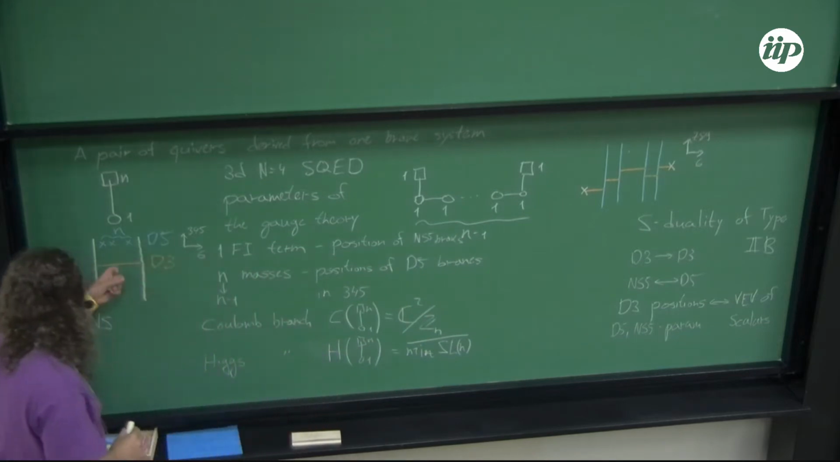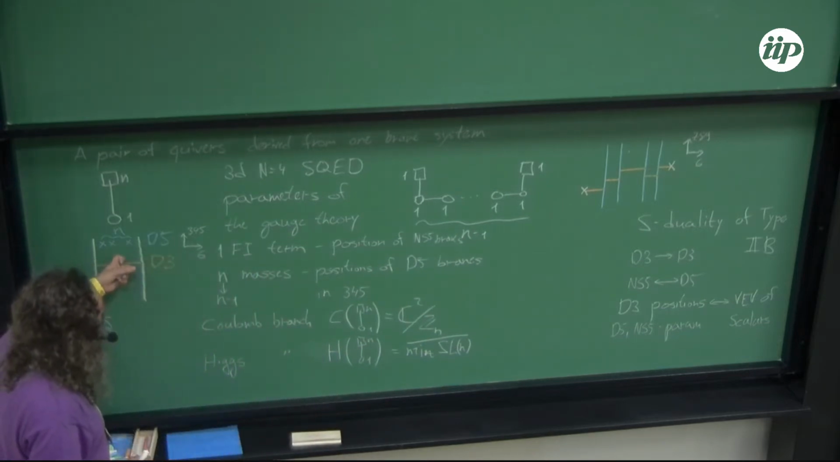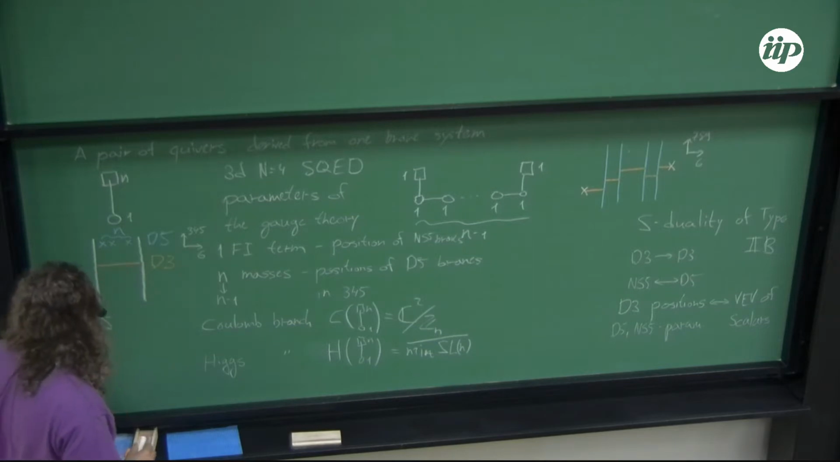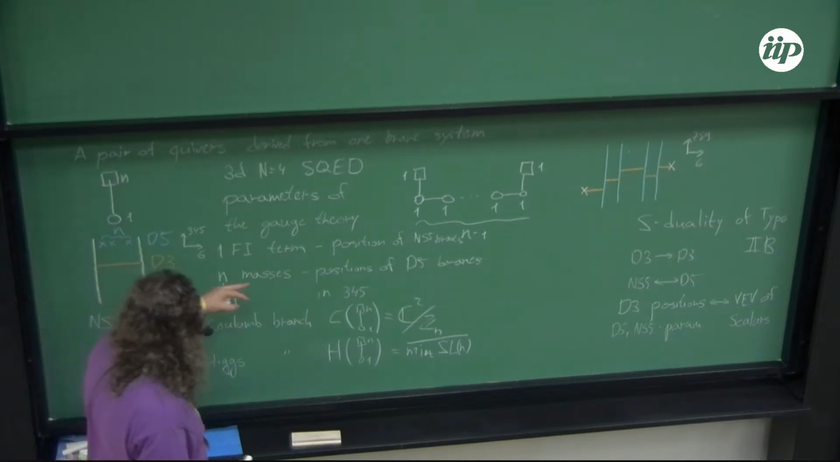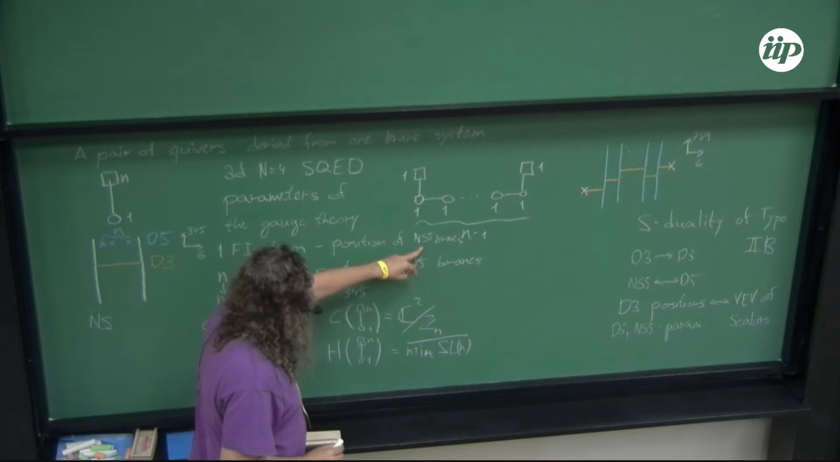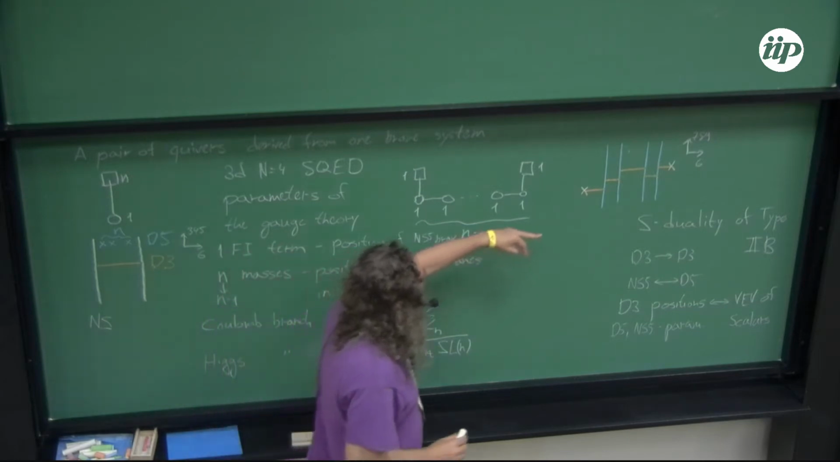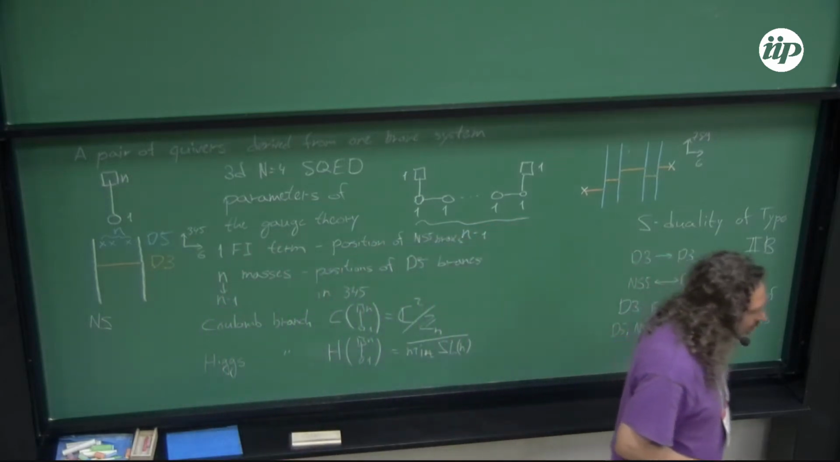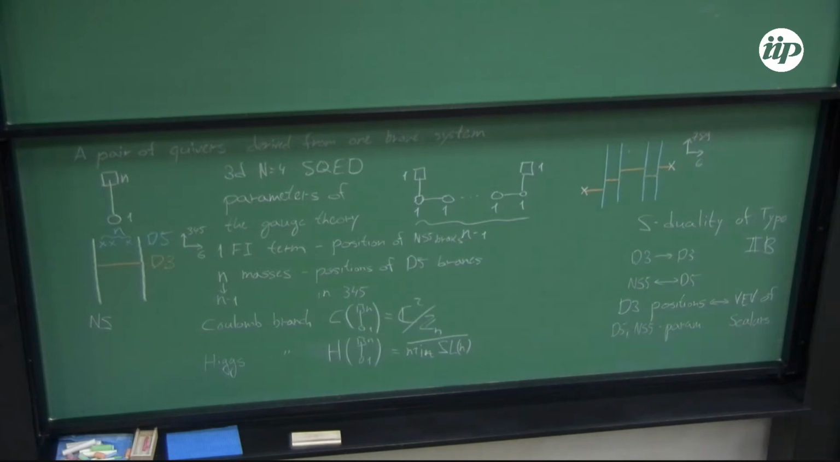Now, you're asking how do we see the Fayet-Iliopoulos terms? So we see that there are two positions of the NS5 branes, and as before, I still have the freedom to set the origin in the 7, 8, 9 directions, right?